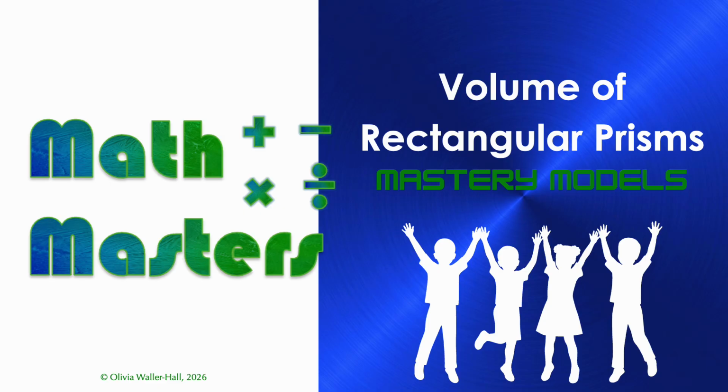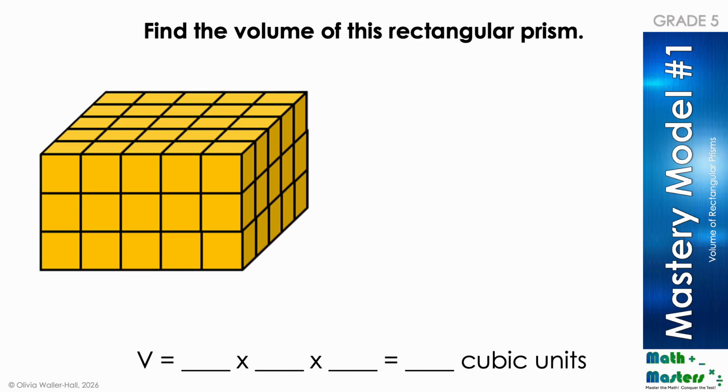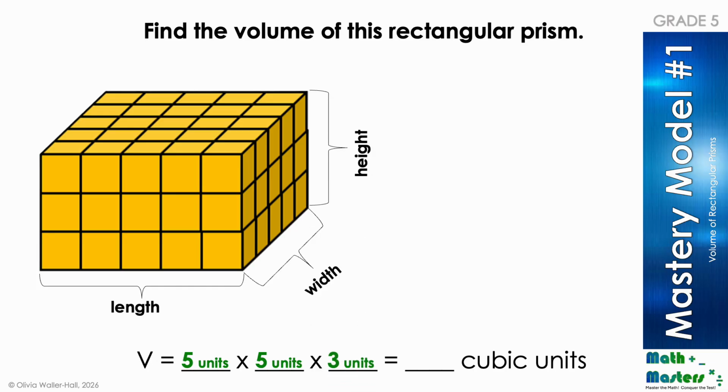Now let's work through some mastery models. Find the volume of this rectangular prism. Let's take a look at it. The length is 5 units, the width is 5 units, and the height is 3 units. Let's multiply those together to get the volume. 5 times 5 first is 25, and 25 times 3 is 75. So the volume of this rectangular prism is 75 cubic units.